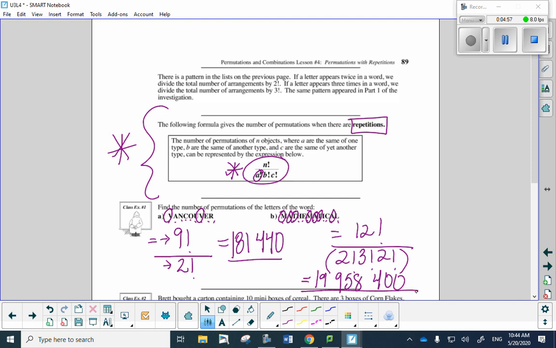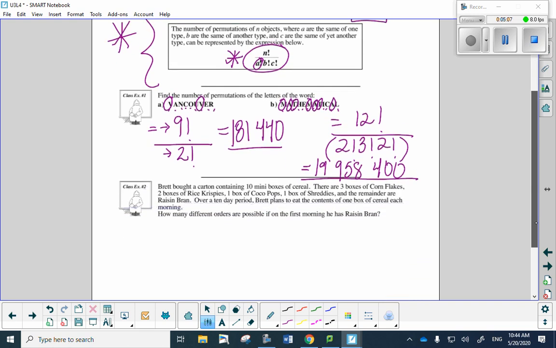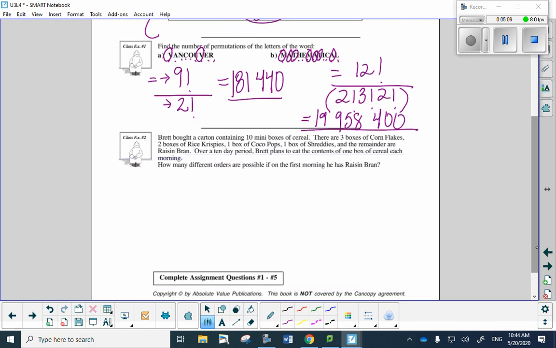So just make sure if you're finding how many permutations of a letter and there's repetitions, just always divide it by however many of that letter are repeating. Okay? Now we're going to look at example number 2. It's another repetition question. It's just not given to you as nicely as just showing you a word.